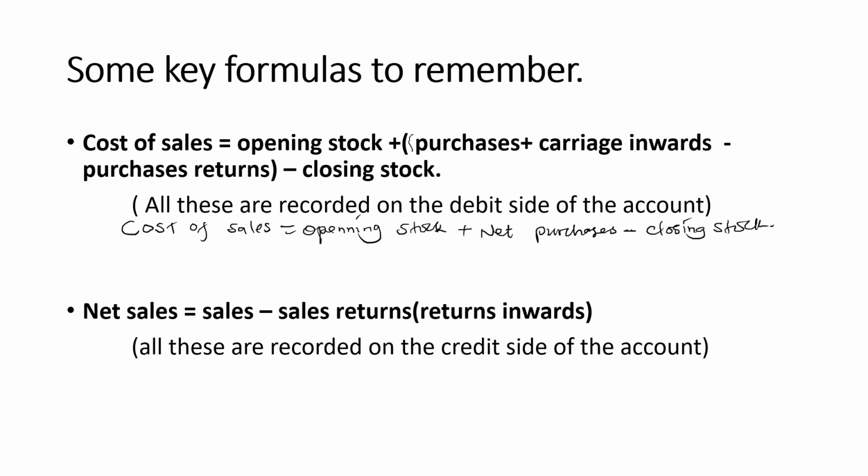Net sales. Net sales is given by the sales minus the sales returns. Sales returns is also called the return inwards, as we mentioned earlier. Now, when you subtract that, you get the difference, you'll get the net sales. All these are recorded on the credit side of the account. And from here, you will see that on the debit side, we have the cost of sales. On the credit side, we have the net sales, and therefore we weigh the difference. And that difference, the balancing figure, will give us either the gross profit or the gross loss.